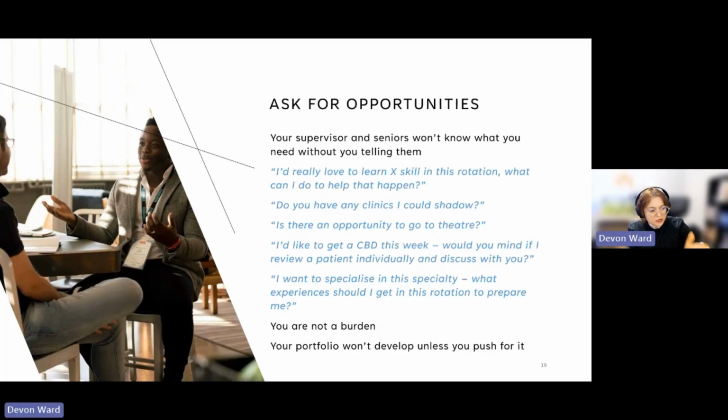I've highlighted at the bottom, you're not a burden. I think we often feel like asking for opportunities is very self-centered and not really focused on the service provision that we're providing. But your portfolio won't develop and you won't develop unless you're pushing and asking for it. So I'd really recommend asking some of these questions.